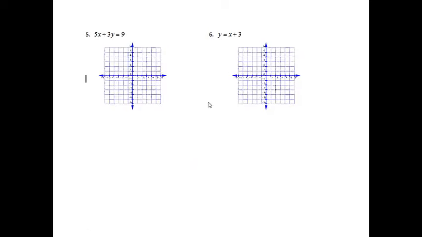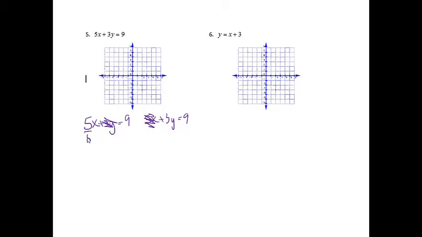Number 5, 5x plus 3y equals 9. Again, I will work this both ways, so feel free to fast forward through whatever way you did not do. So I'm going to use the intercept method again first, which means write it 2 times. And then we'll first let the y be 0, and then we'll let the x be 0 because we're trying to find the intercepts.